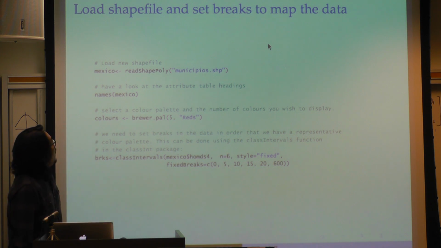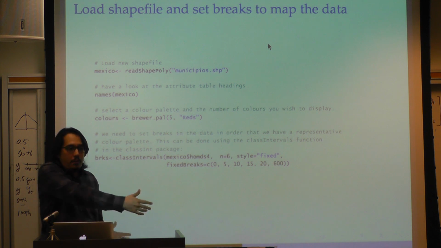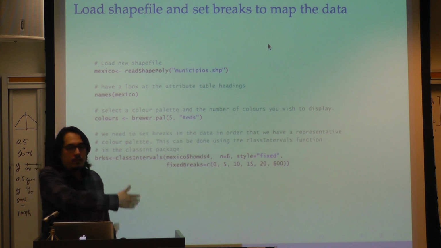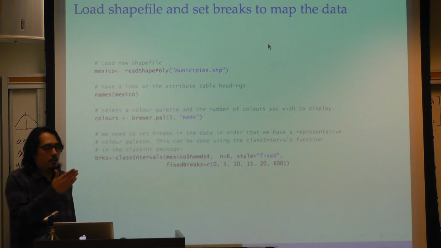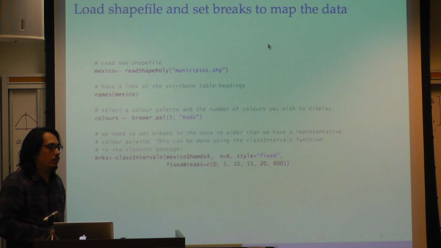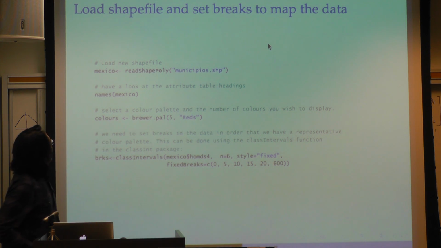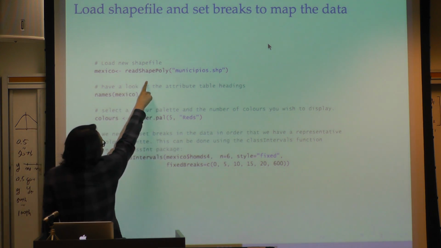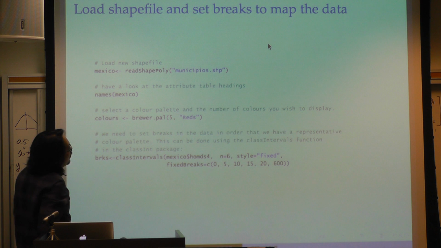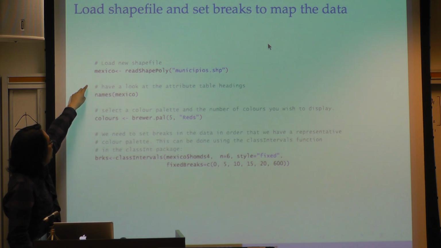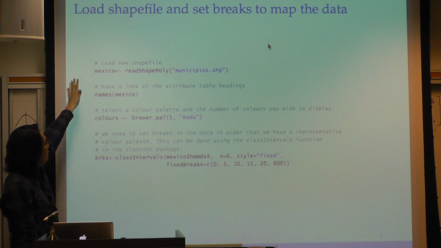Now you can load the shapefile, and you have to set some breaks to map the data. In this case, I'm mapping homicide rates, so I'm going to specify some breaks from 0 to 5, to 6 to 7, or whatever. What I'm doing here is using the read shapefile poly function to load this municipios shapefile, which is going to be saved as a Mexico object.